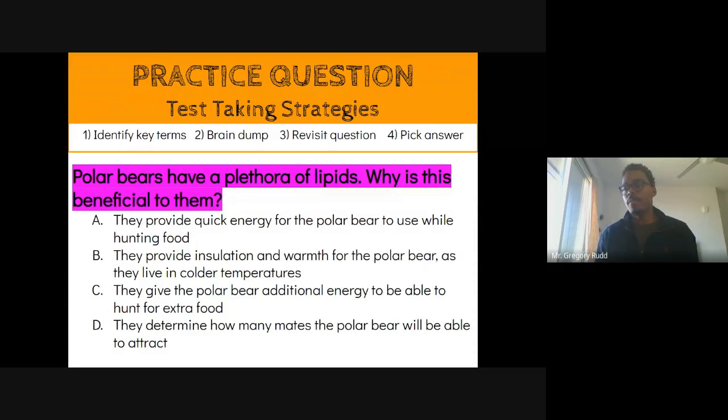I don't want to spend as much time on this question, but you all can send your answer choices to the chat. The question is, polar bears have a plethora of lipids. That means they have a lot of lipids. Why is this beneficial to them? A, they provide quick energy for the polar bear to use while hunting food. B, they provide insulation and warmth for the polar bear as they live in colder temperatures. C, they give the polar bear additional energy to be able to hunt for food. D, they determine how many mates the polar bear will be able to attract.